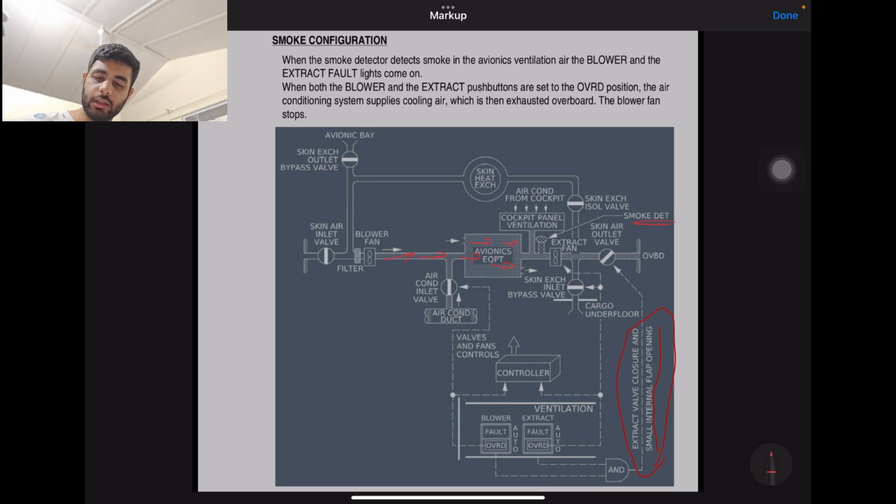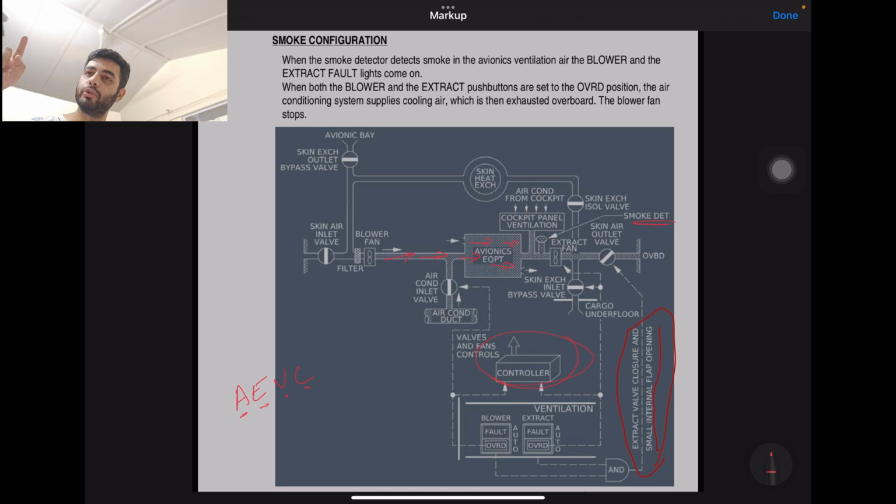Okay, now there is also something called an AEVC failure. Okay, what does AEVC failure mean? It is basically that your controller has failed. So if this controller, which handles your ventilation, has failed, then it is the same as your smoke config. It's just that you have this in your emergency elect panel.